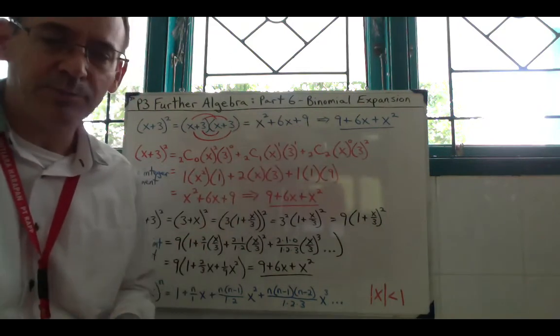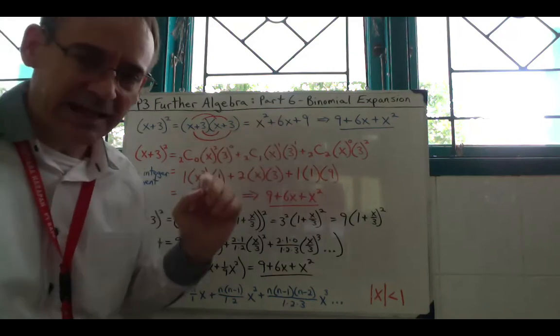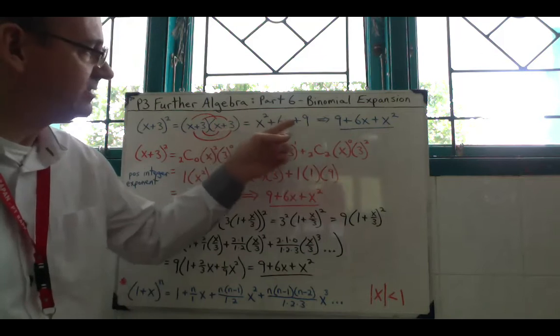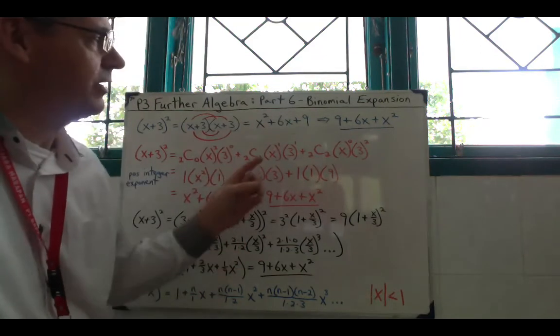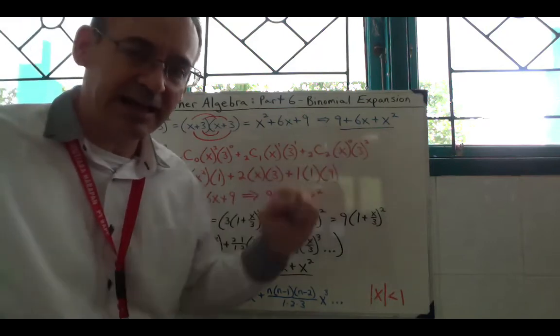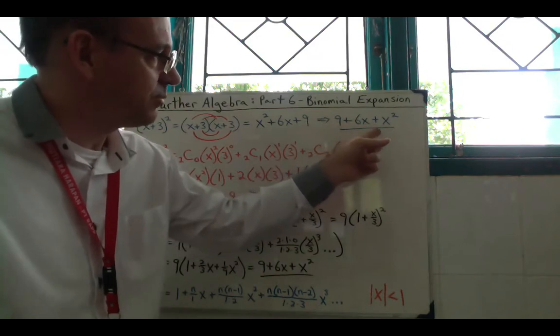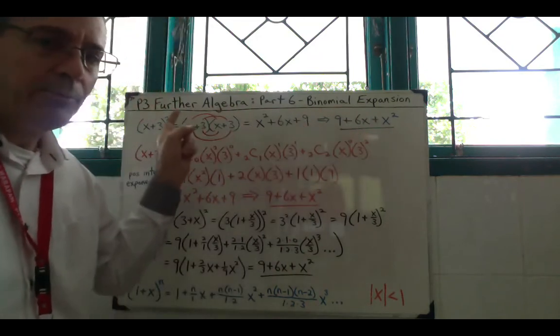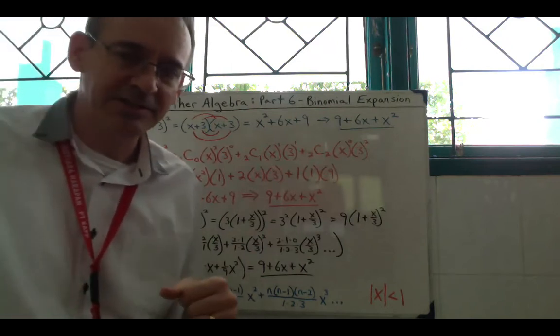Usually when we're working with quadratics, we write it in decreasing exponential order from the highest to the lowest. But for the sake of today's video, we're going to write it in increasing exponential order. So we'll put 9 plus 6x plus x squared. So this is probably your first introduction to binomial expansion.